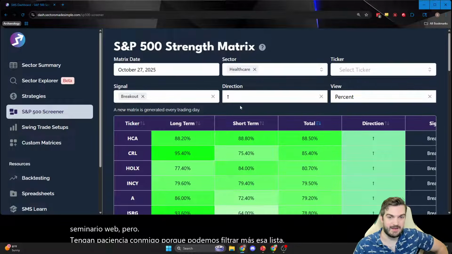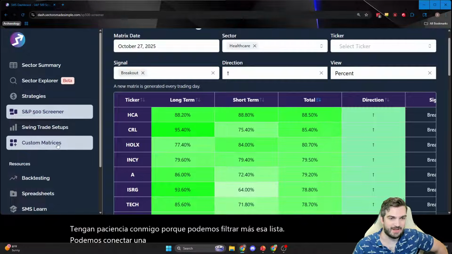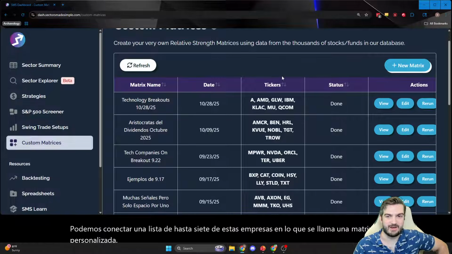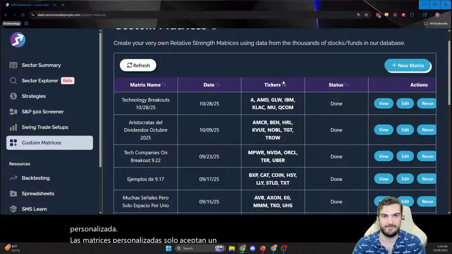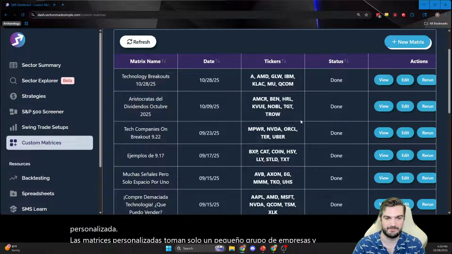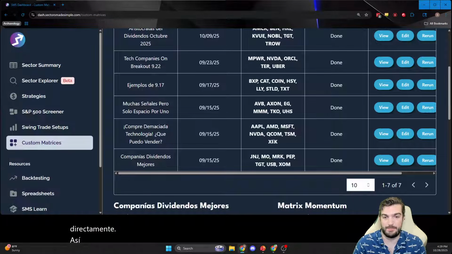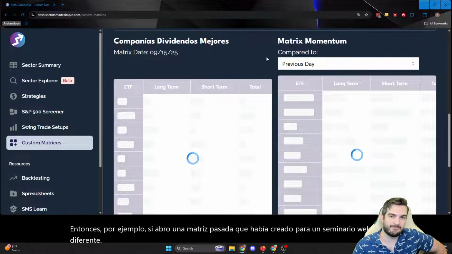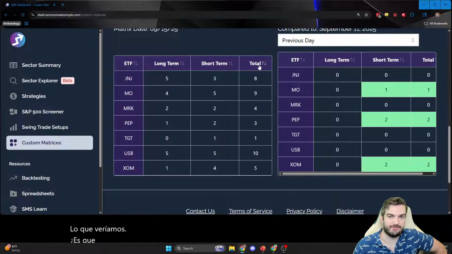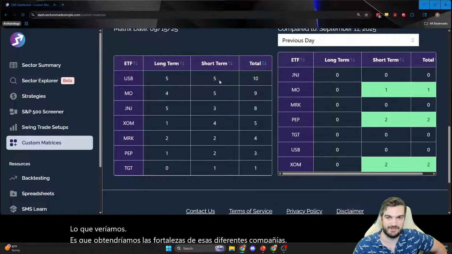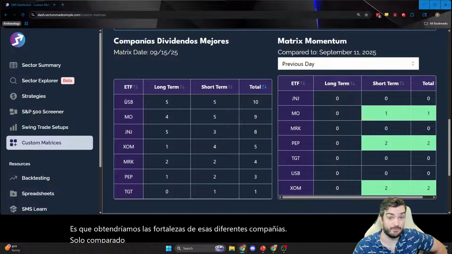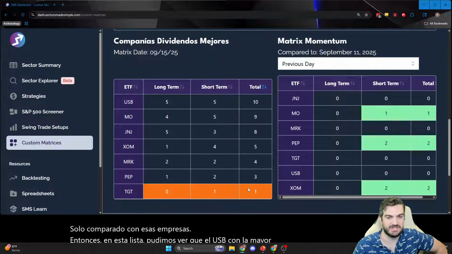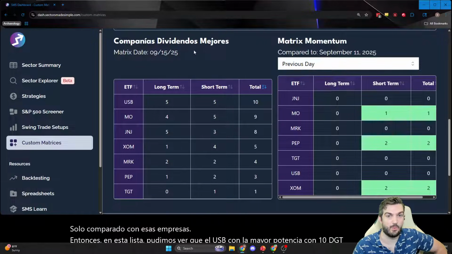We can plug in a list of up to 7 of these companies into what's called a custom matrix. Custom matrices take only a small group of companies and will compare those companies directly. So for example, if I opened up a past matrix that I'd created for a different webinar, what we would see is the strengths of those different companies only compared to those companies. So from this list, we could see that USB had the highest strength with 10, TGT had the lowest strength with 1.